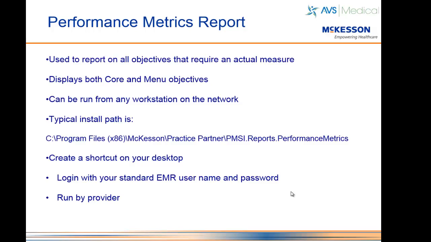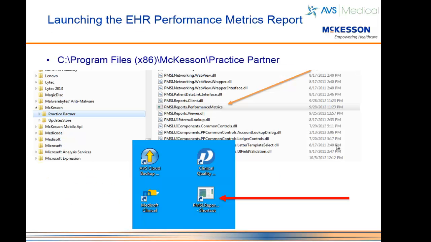So on any workstation, if you open up Windows Explorer and you go to C:\Program Files x86 McKesson Practice Partner, in the Practice Partner folder is a report called pmsi.reports.performancemetrics, and if you double click that, that report will open up. You can also create a shortcut for that report and put it out on your desktop to make it easier to run. And then I'm going to show you this in a minute, but when you double click that icon, you'll be prompted to enter a username and password, and that username and password is the same one that you put in to get into your EMR. So more about that in just a second.